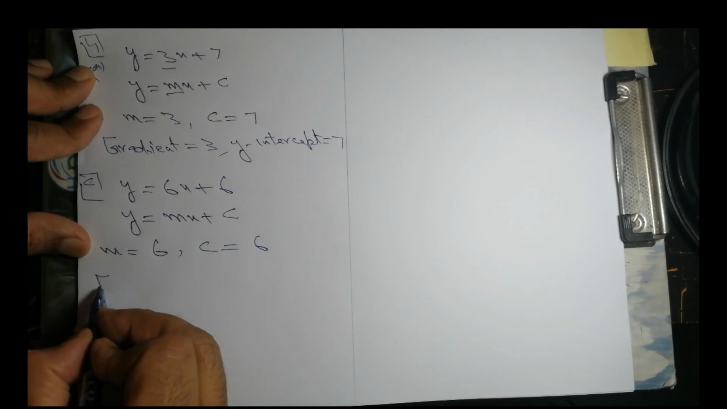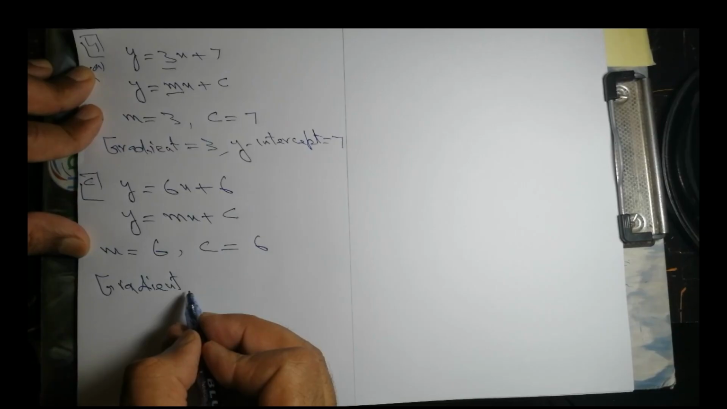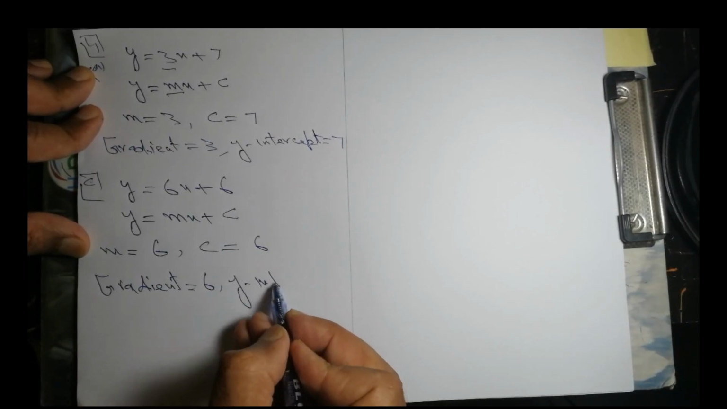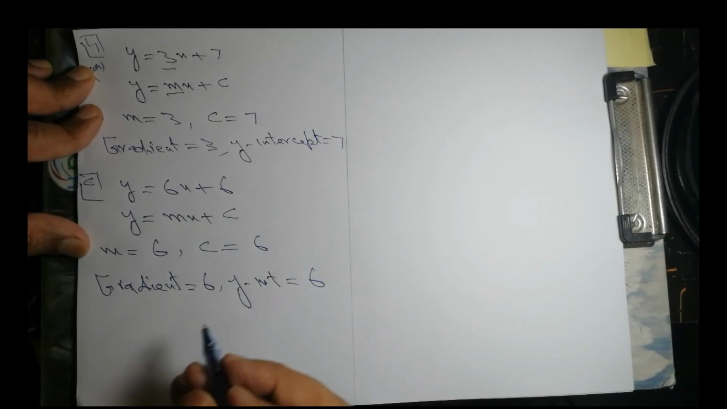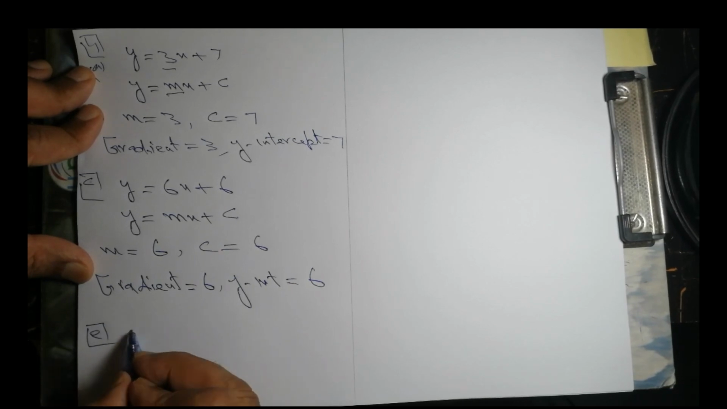M is called gradient, so this is gradient equal to 6, and y-intercept that is equal to 6. This is the answer.